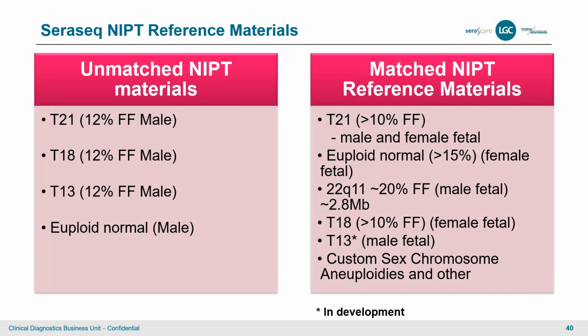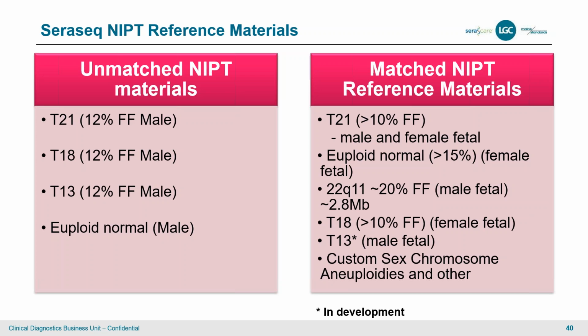Again, two sets of products. You have the unmatched products where the maternal and fetal are not related. They're 21, 18, and 13, and they're largely male samples only. And we've launched these second generation NIPT V2 products in the last few months that now really get at that matched characteristic. So when we say male and female fetal, it's related to the maternal sample, right? We've been able to source that actual sample from a pregnant woman.